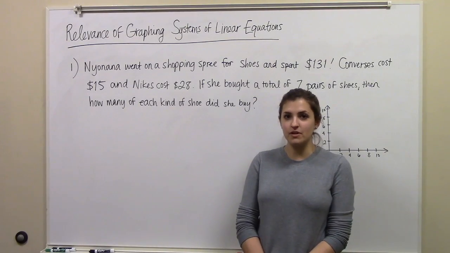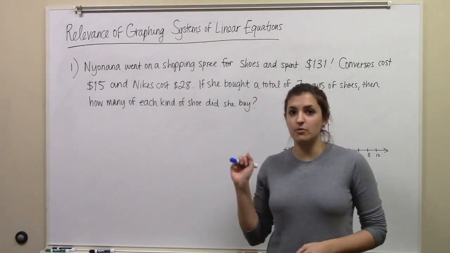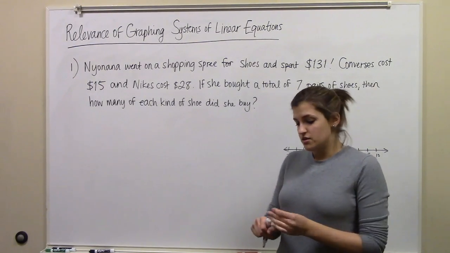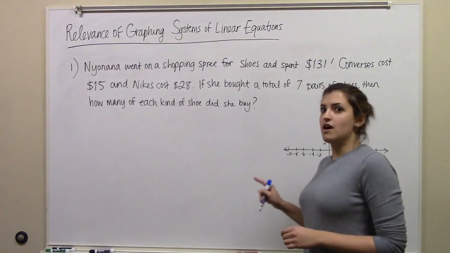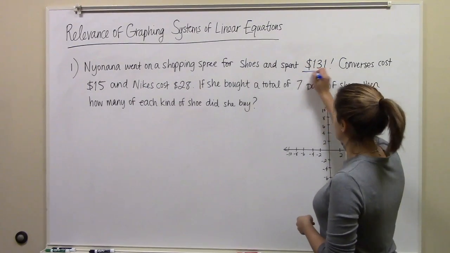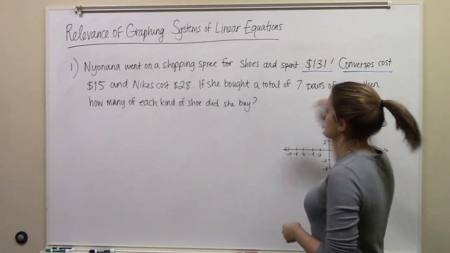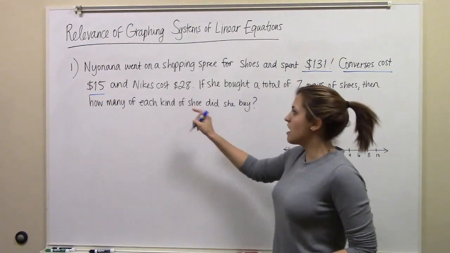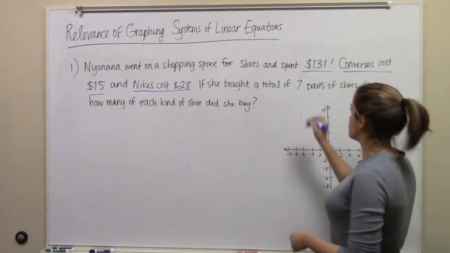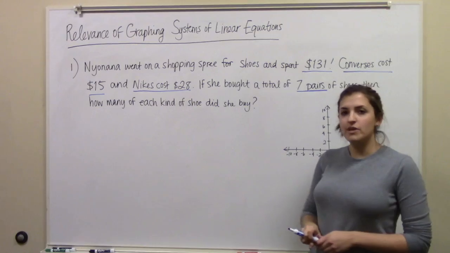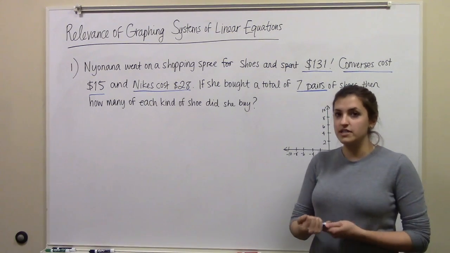Okay, so our first example, and before I read this, I want to point out that I'm going to be underlining some things that I find important, so you might want to do this as well. Our example is that Nyana went on a shopping spree for shoes and spent $131. Sounds important to me. Converses cost $15. Okay. And Nikes cost $28. If she bought a total of 7 pairs of shoes, then how many of each kind of shoe did she buy?